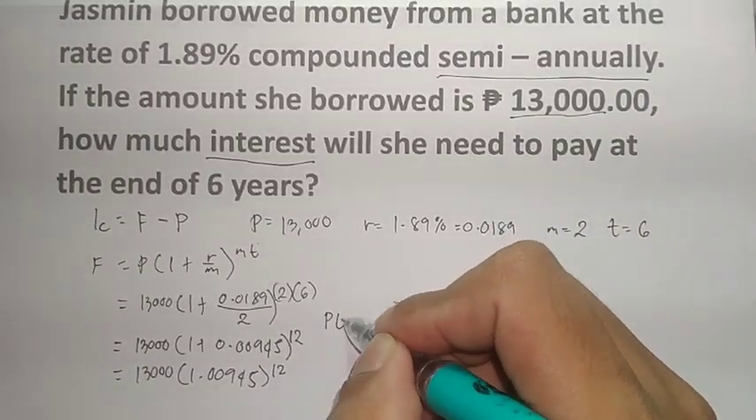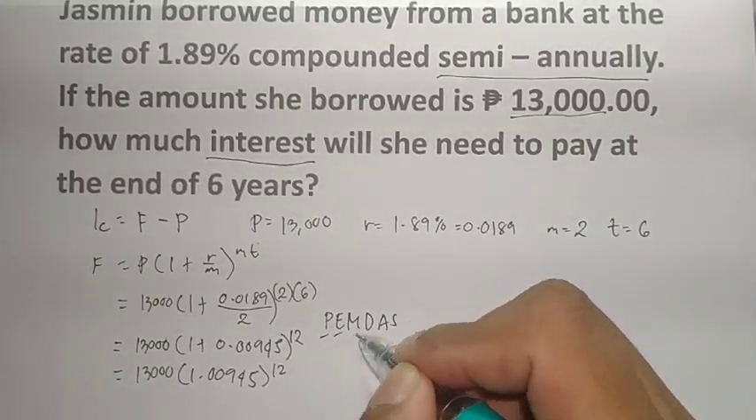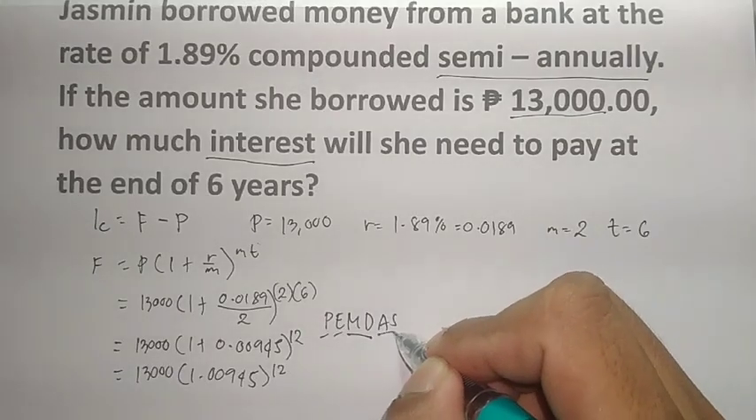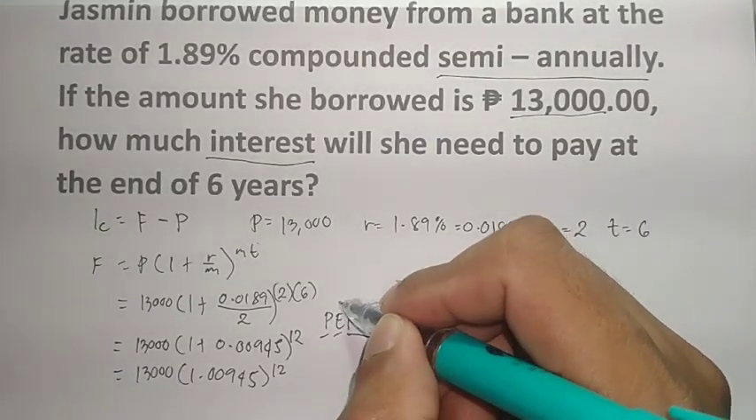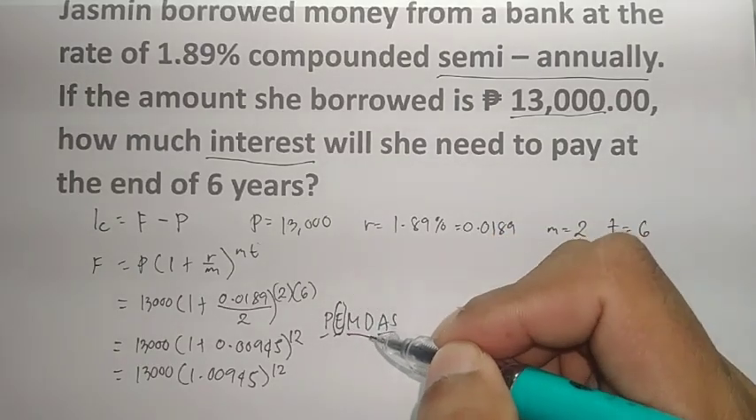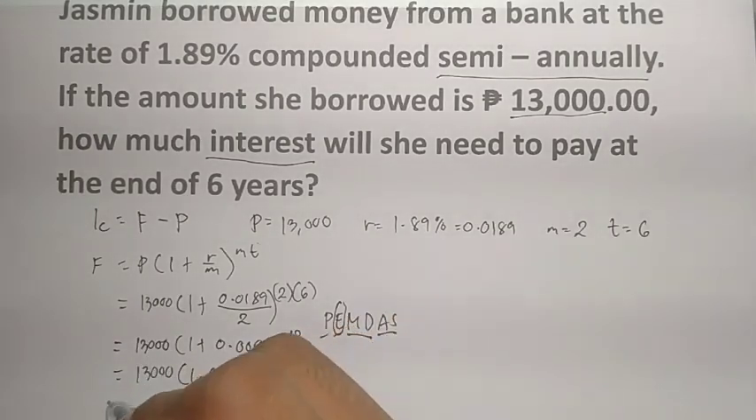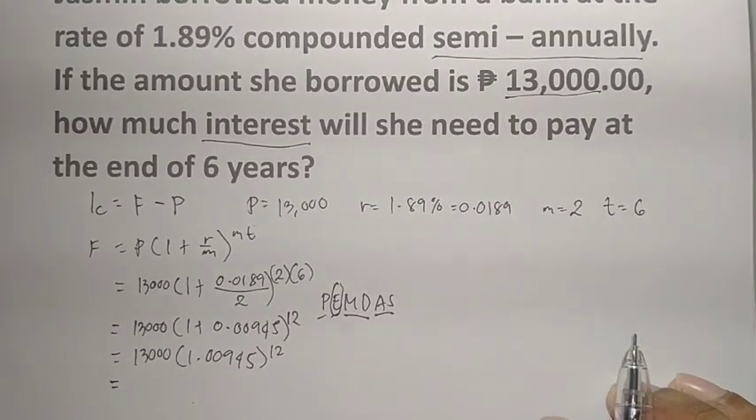So the PEMDAS rule stands for parentheses, exponents, multiplication and division, and addition or subtraction. So after the parentheses, we need to do the exponent. Okay, so we just first raise this value to 12. After that, we multiply, and the result is okay.